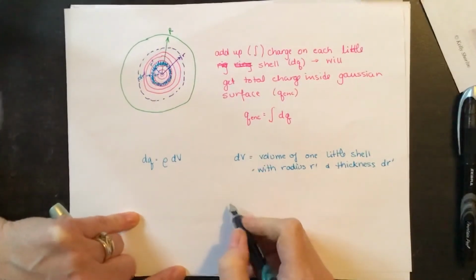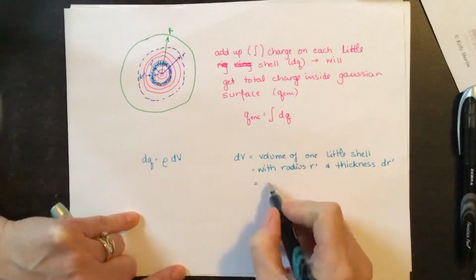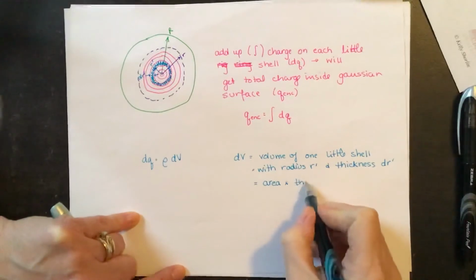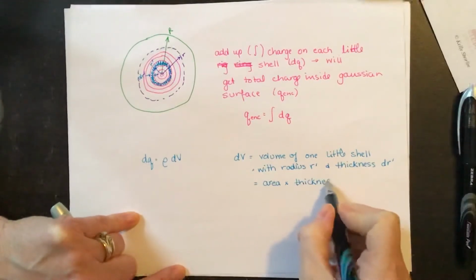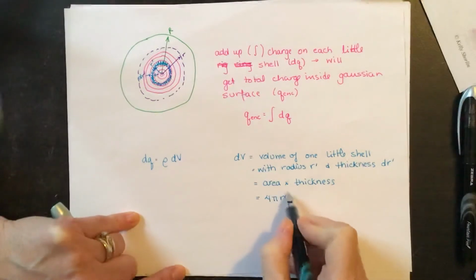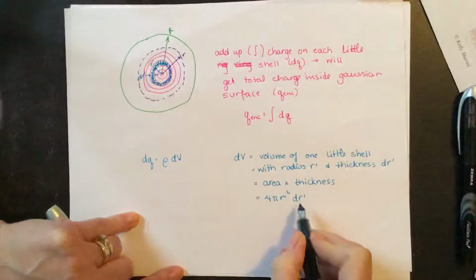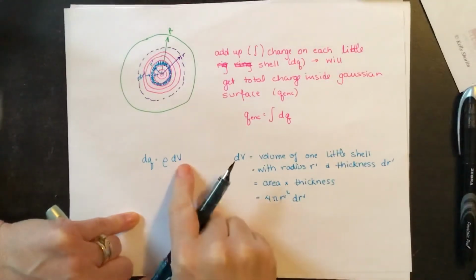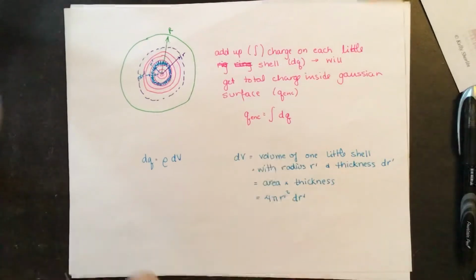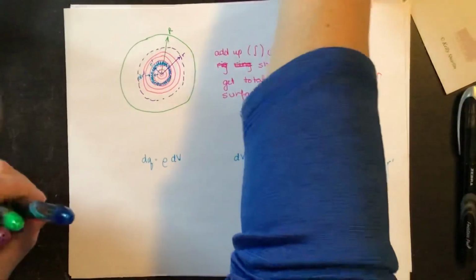How are we going to find volume? Well, we know that volume is area times thickness. So the area of that little shell is 4 pi times r primed squared, times the thickness dr primed. Okay, this is going in for dv, then dq is going in right here, then we're going to do our integral and we're going to have our net charge. Hopefully you're still with me on the process.